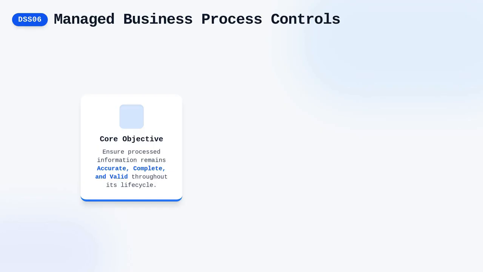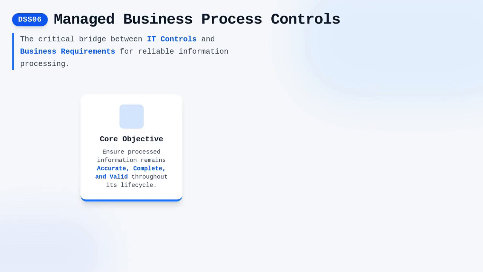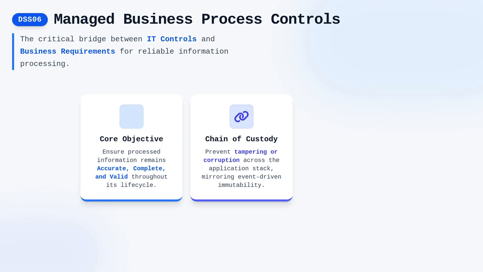Finally, we address DSS-06, Managed Business Process Controls. This objective ensures that the information processed by our technology systems remains accurate, complete, and valid. It is the bridge between the IT controls we implement and the business requirements for reliable information processing. If your system performs a transaction, you must demonstrate that the data has not been tampered with or corrupted during its journey through the application stack.